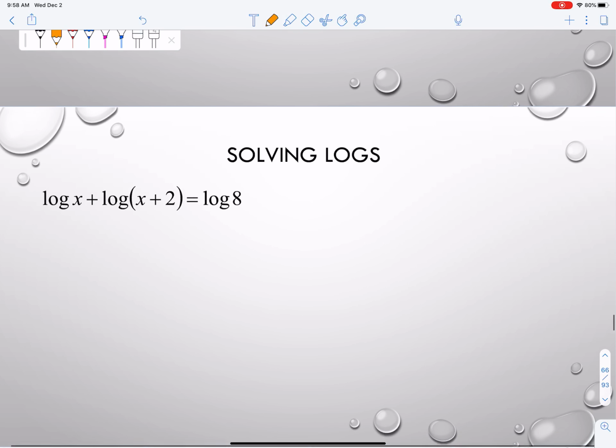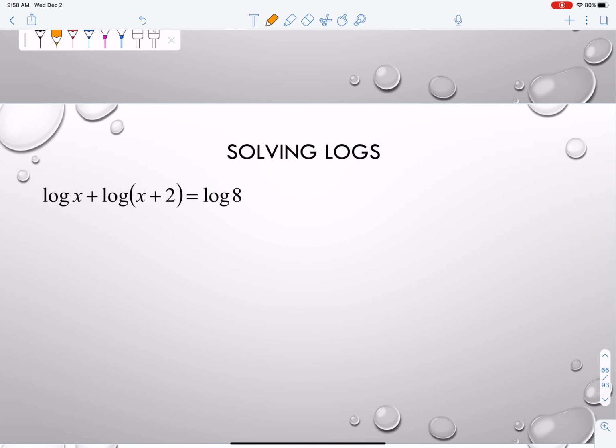Okay. The next one that I have here, again, we're going to condense on the left, so we're going to get log of x times x plus 2 equals log of 8. If I simplify this quantity in the brackets, while I do the next step, which I have base 10 on each side in a single log, I have x squared plus 2x equal to 8. I have a quadratic, I need to solve it, so I have x squared plus 2x minus 8 equal to 0 because I need it set equal to 0.